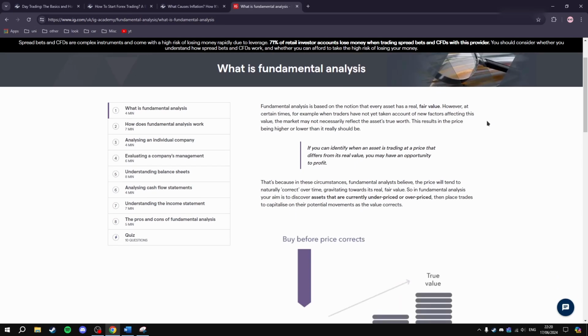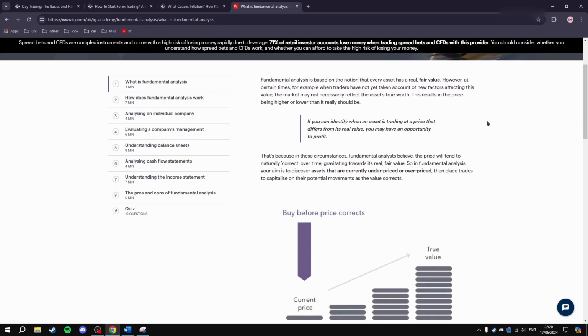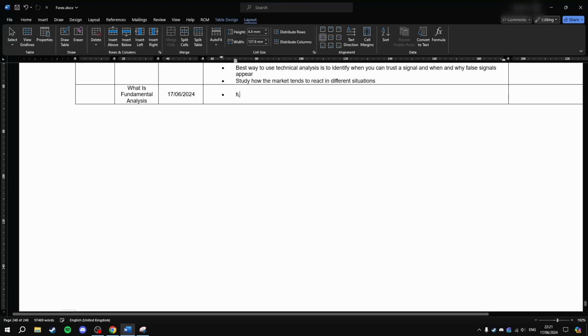Did not know that. That's because in these circumstances, fundamental analysts believe the price will tend to naturally correct over time, gravitating towards its real fair value. So in fundamental analysis, your aim is to discover assets that are currently underpriced or overpriced, then place trades to capitalize on their potential movements as the value corrects.